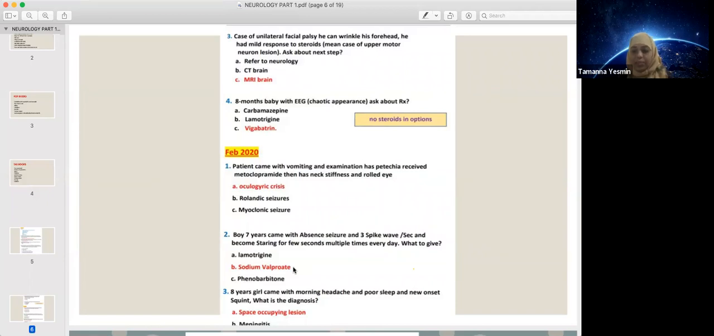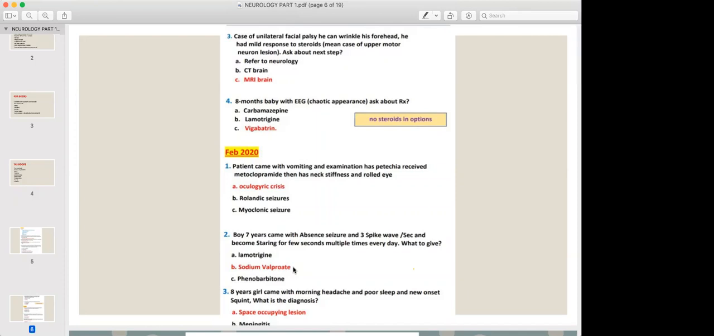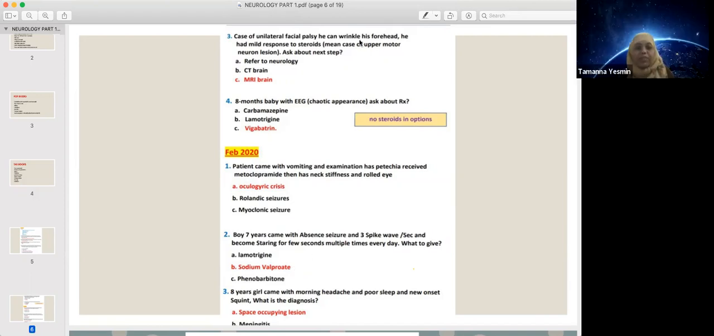The next topic is infantile spasm. An 8-month-old baby has an abnormal chaotic appearance on the EEG. What is this called? Abnormal chaotic pattern in West syndrome. Yes, it is called hypsarrhythmia. This name is very common, right?